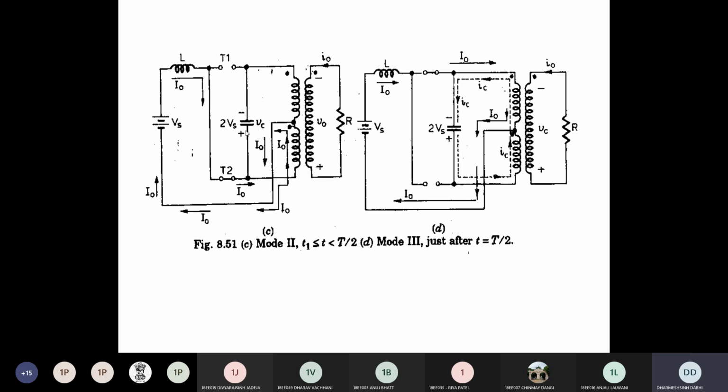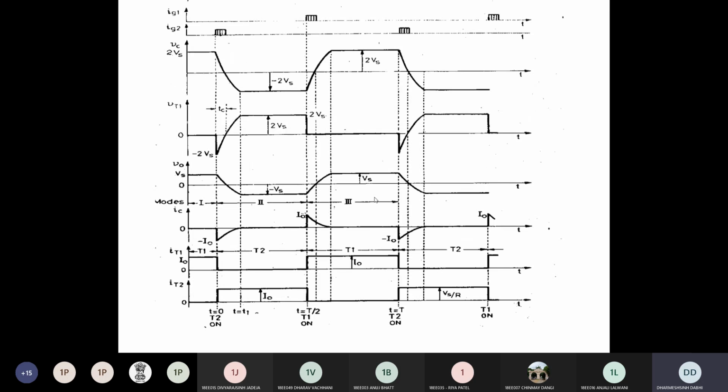so it acts as an open circuit. Next, mode number 3. At t is equal to t by 2 instant, when you fire T1 again, your capacitor is reversely charged, so that will commutate your thyristor T2, and now again current is flowing into the upper half of the primary winding and the capacitor will discharge to 0 and then again charge in the positive direction. So this is the operation of the parallel inverter.